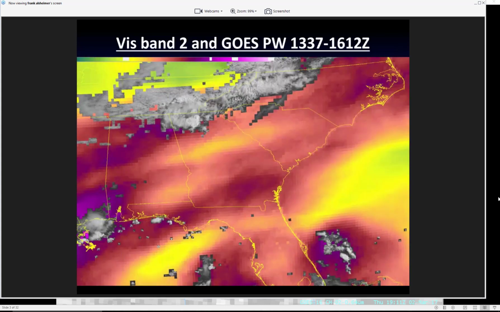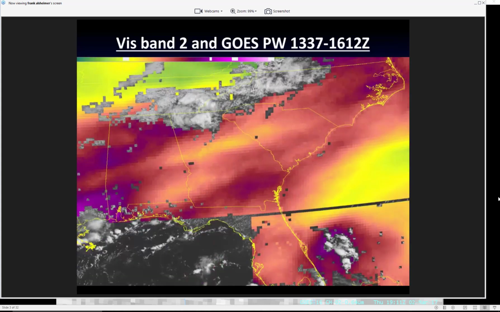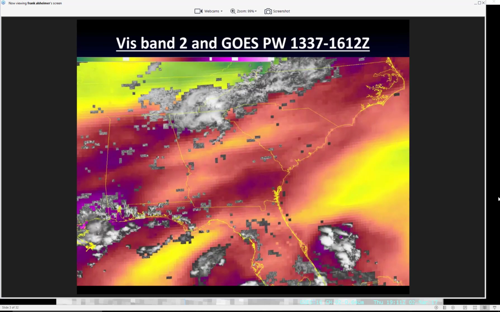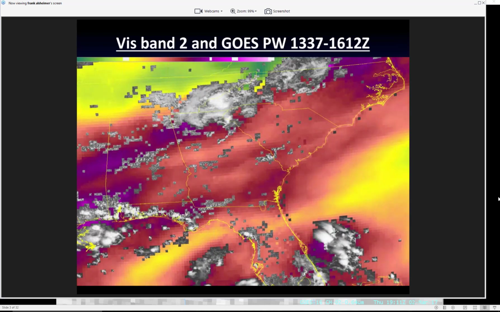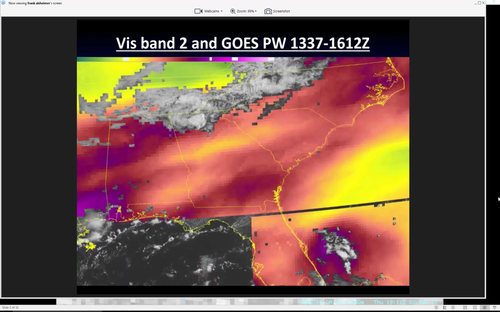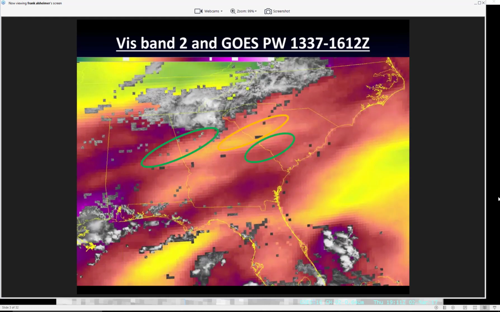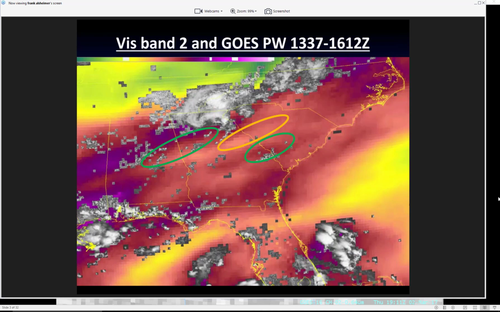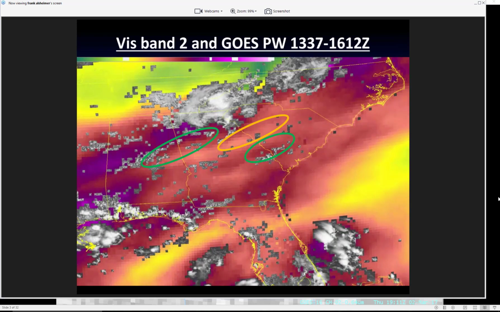Now, one thing you'll notice in this loop, first of all, is that so that I don't have a lot of black spots on the screen, what I've done is overlaid the visible satellite imagery so that it fills up and you can kind of see where the clouds actually are that cause it not to be calculated. But again, let's look at these areas here that we've been looking at throughout this event. You notice that the values are a little bit lower in that area of the orange oval, and a little bit higher in the area of the green oval, indicating that our full layer of PW is a little bit lower in that area from central South Carolina into eastern Georgia.